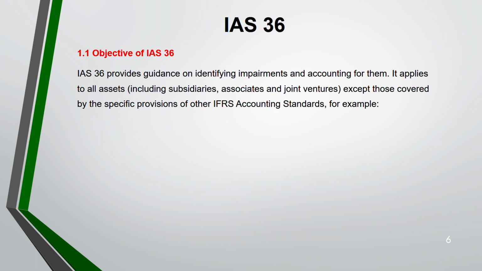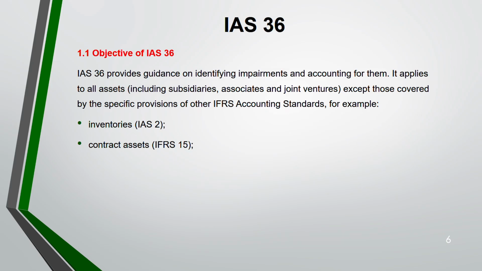But if there is a specific standard which is covering the impairment, then it will be covered by that specific standard, not IAS 36. So these are a few standards which will be covered. If that asset is impaired, it will be covered according to that standard, not IAS 36. They are your inventories. If your inventories are impaired, it will be covered under IAS 2, not the rule of IAS 36. Next, contract asset, your IFRS 15, revenue. We may recognize revenue under IFRS 15.